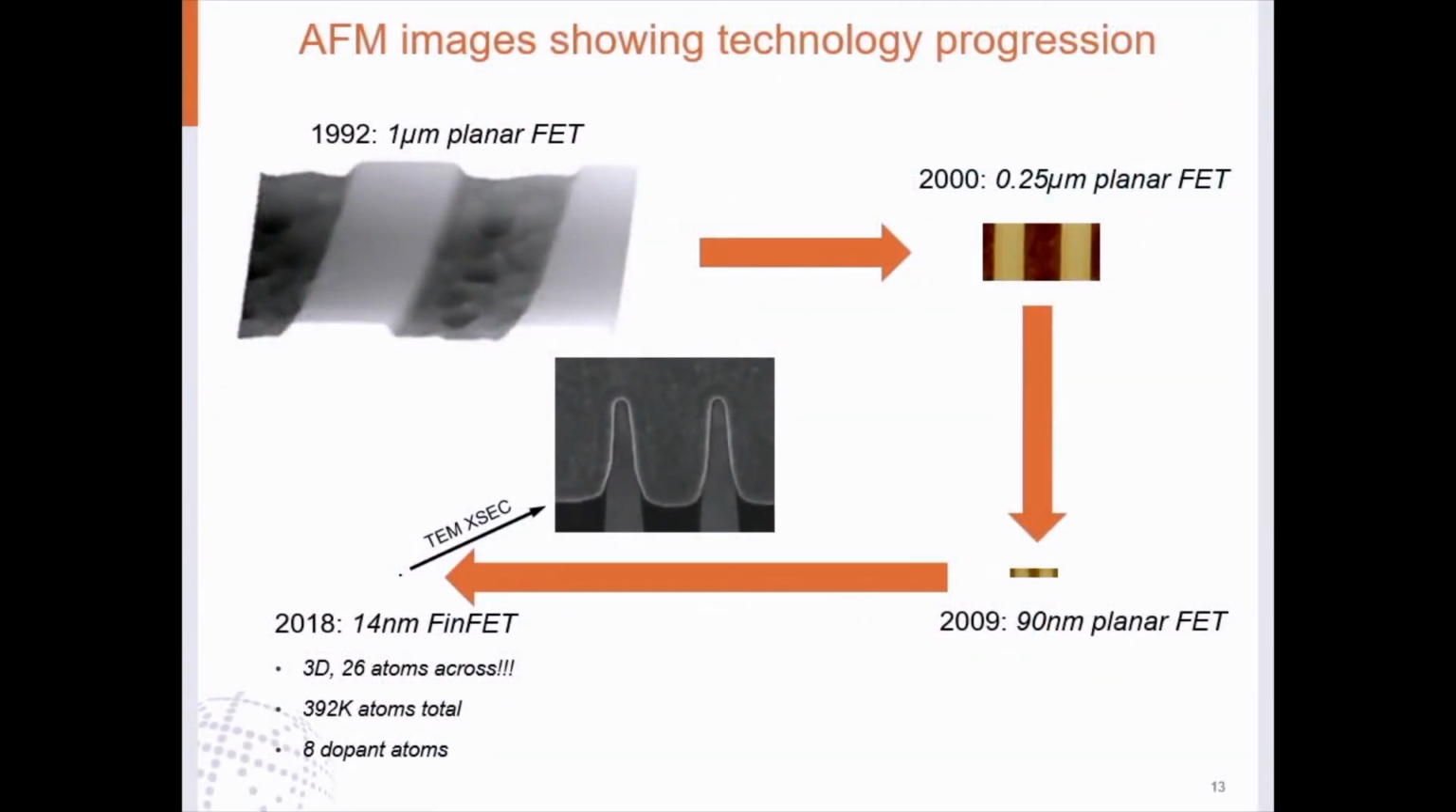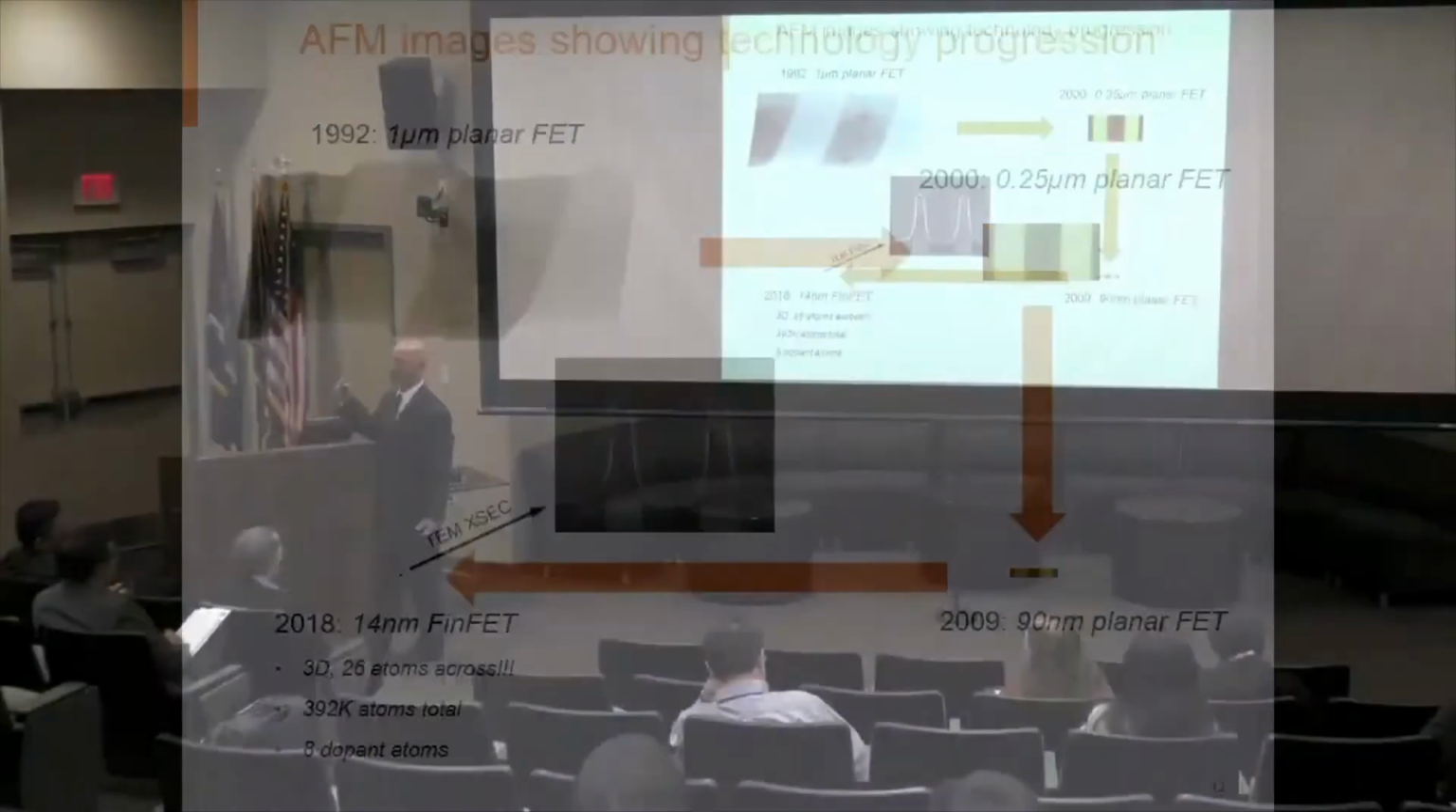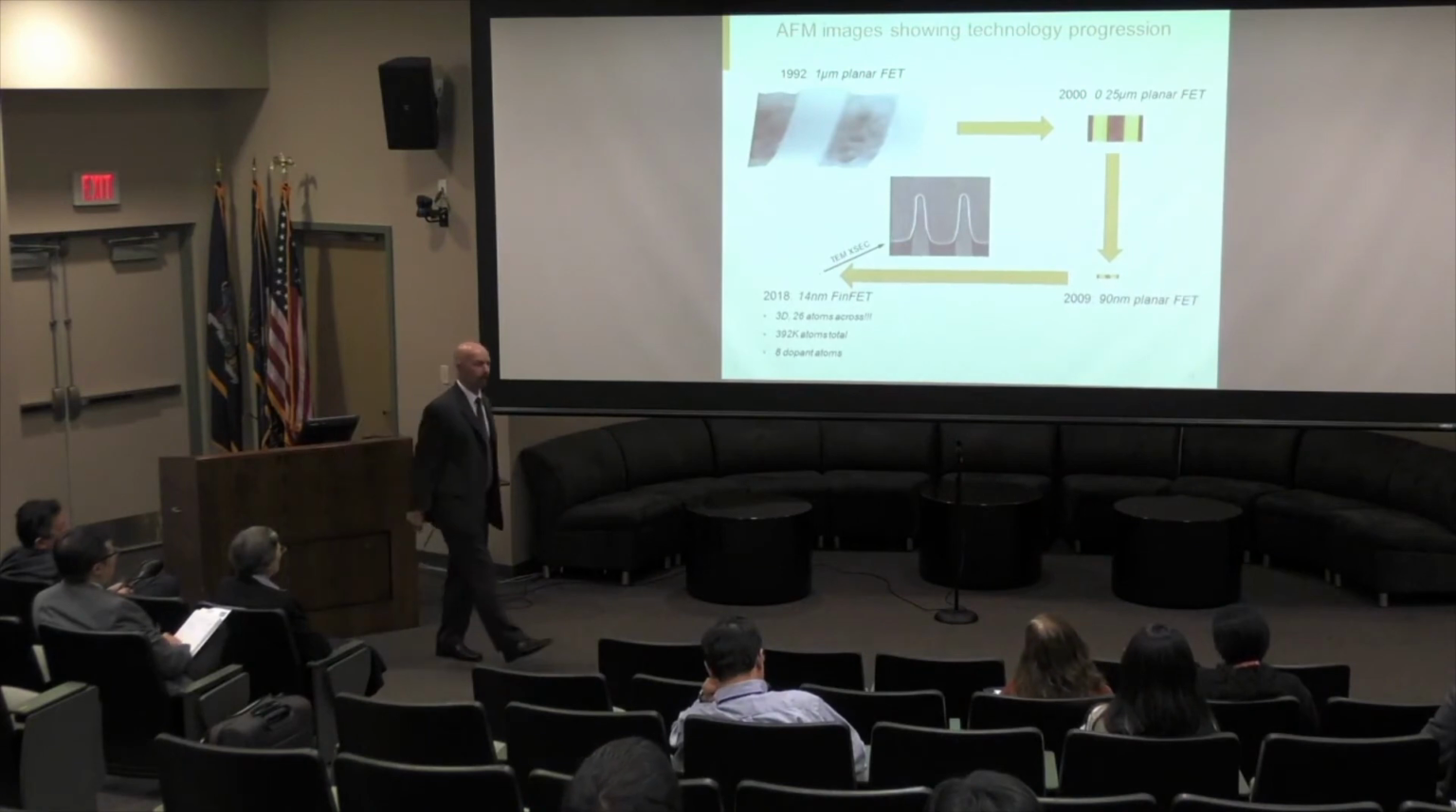Okay, we've come a long way from this guy down to where we are here. 392,000 atoms total. In the total volume of this device, 8 dopant atoms. Using a normal dopant concentration of 1E18, there's 8 dopant atoms in that. How do we analyze?